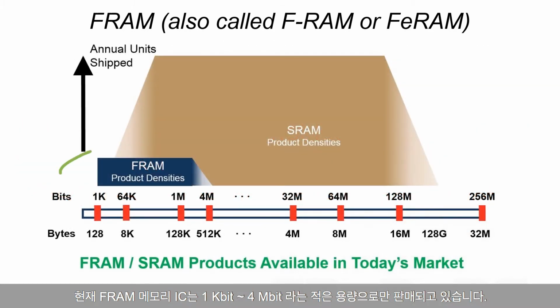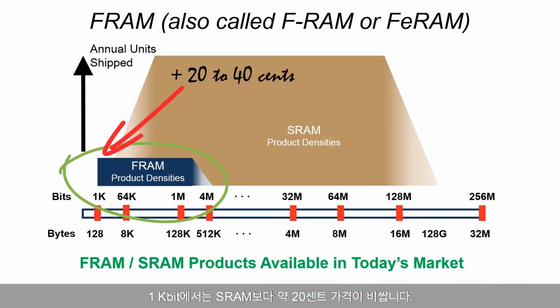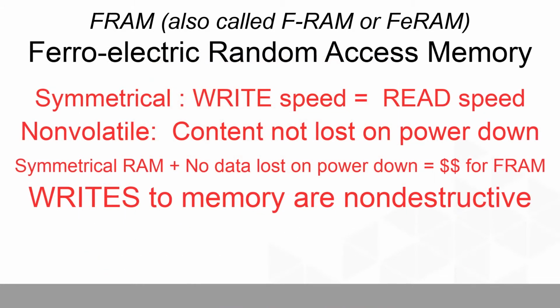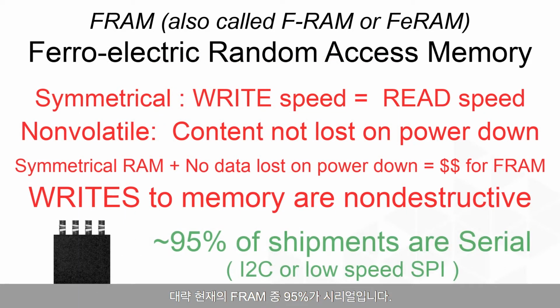Note that today, FRAM memory ICs come only in the lowest densities, 1 kbit up to 4 megabits. At 1 kbit, they cost about 20 cents more than an SRAM, and at 1 megabit, that difference could be as much as a couple extra dollars. Probably 95% of FRAM's volume today is serial, I2C or low-speed SPI interfaces. Now let's look at how FRAM works.